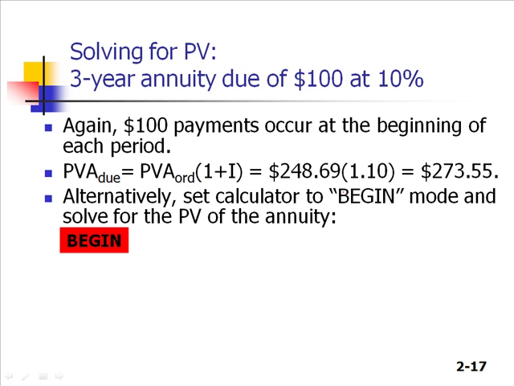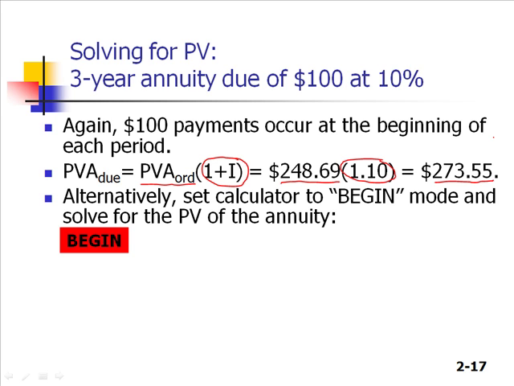And for present value, it's the same thing. You take the ordinary answer, we got 248.69 for the present value of the ordinary annuity. We multiply it by this factor of 1 plus I, that's 1 plus the interest rate, and we get 273.55. That would be the present value if this had been an annuity due. That's probably the way I'd recommend that you work these problems when you have an annuity due instead of an ordinary annuity.